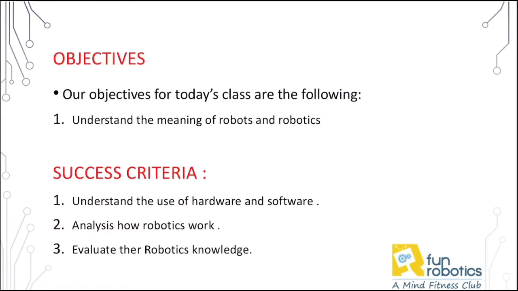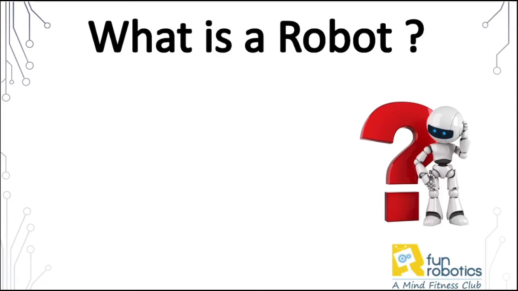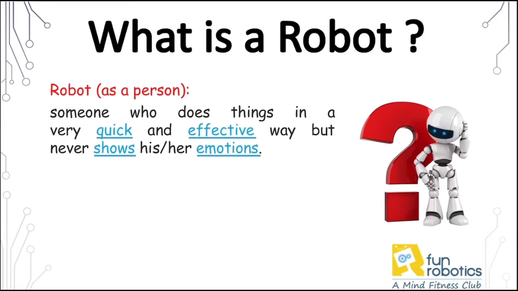So let's move on and think about the answer to this question. What is a robot? What do you think a robot is? So we have two different definitions. Robot as a person: when we say that a person is like a robot, what do we mean by that? We mean that's a person who does things in a quick and effective way, but they don't show any emotion. So when we say someone is a robot, it means they are doing their work in a very quick and effective way, but they don't show any emotions.